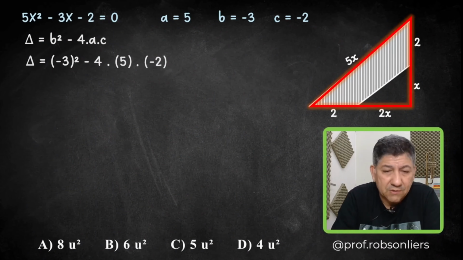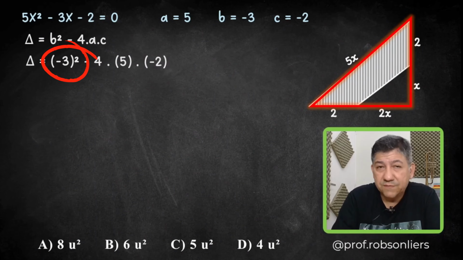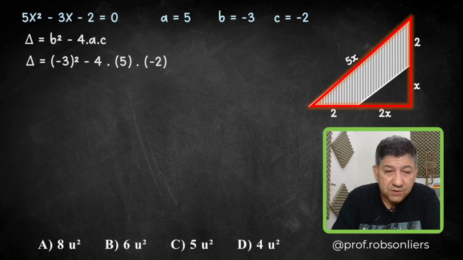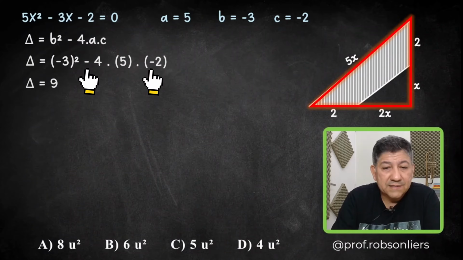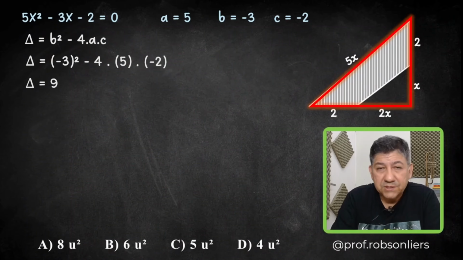All right, now we're going to solve it. Look, minus 3 squared is minus 3 times minus 3. Minus times minus is plus, so it's positive 9. So delta equals 9. Here, look, minus times minus is plus. 4 times 5 times 2. 4 times 5 is 20. 20 times 2 is 40. So plus 40. 9 plus 40 is 49. We conclude that delta equals 49.